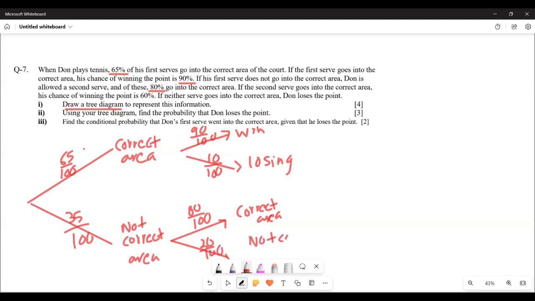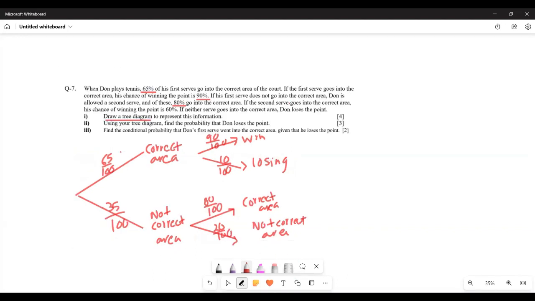So not correct. तो अगर 80% करेक्ट एरिया में, उसका मतलब है इसका भी विन लॉस बन जाएगा फिर 90 और 10 हाँ, बनेगा, बिल्कुल बनेगा. If the second service goes into the correct area, his chance of winning is 60%. तो अब हम 60% इधर लिखेंगे. इसका win है 60. और इसका loss है या losing या whatever. That is going to be 40%.